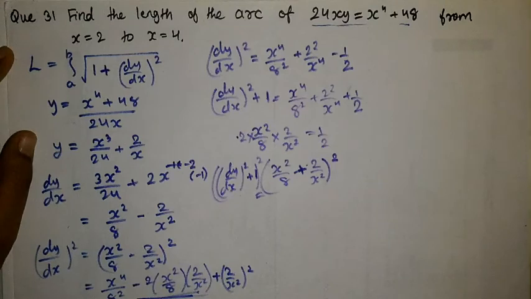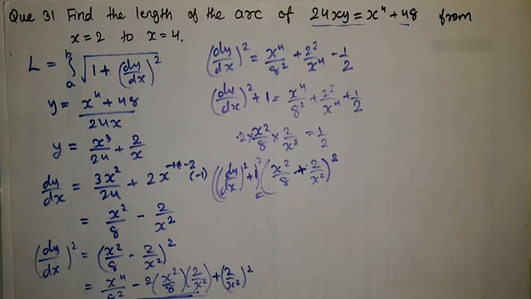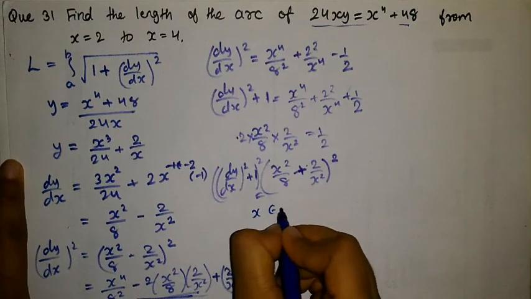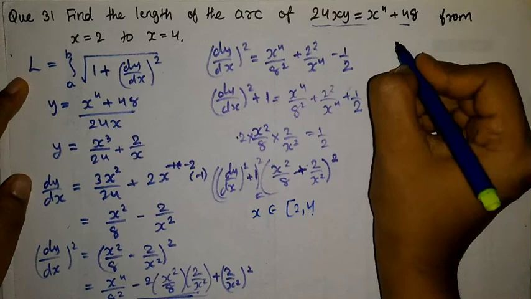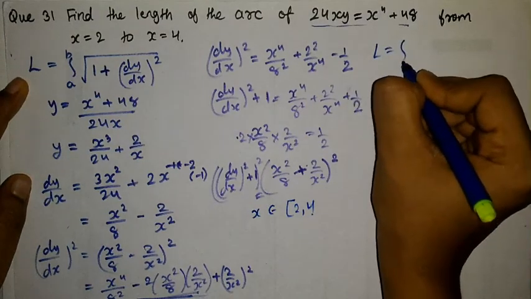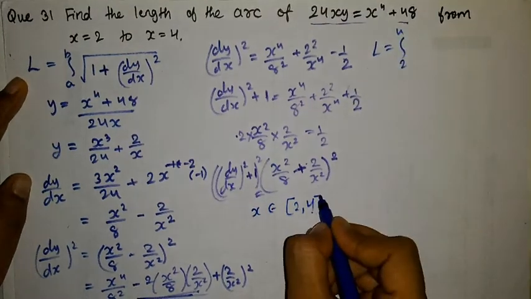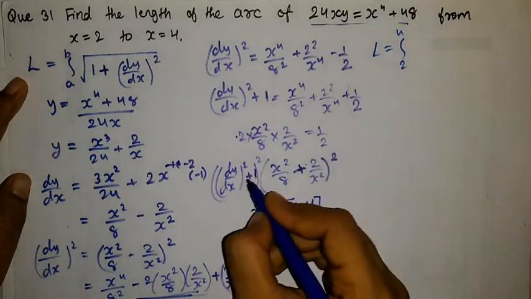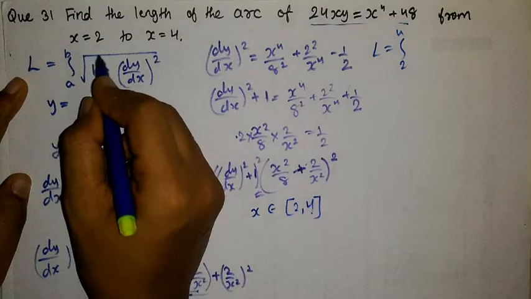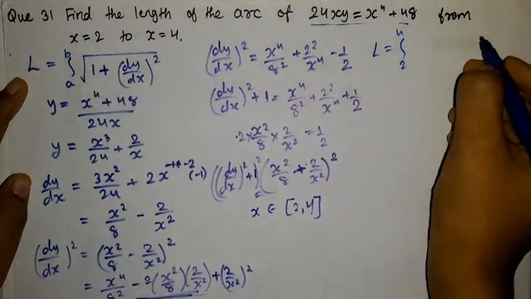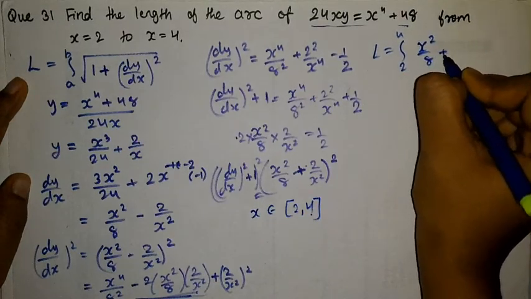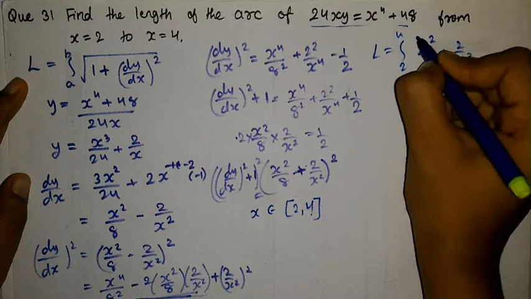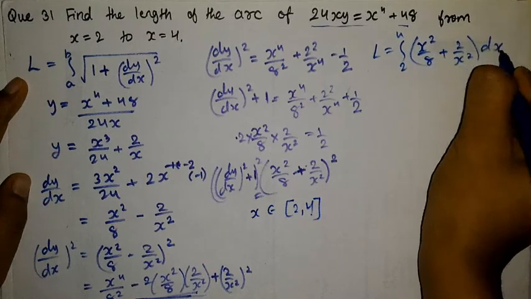Now integration, we are given x belongs to 2 to 4. So length is equal to integration from 2 to 4, and we have already found the square, and when we take the root, square and root will get cancelled. So here the term will be (x square upon 8 plus 2 upon x square) into dx.